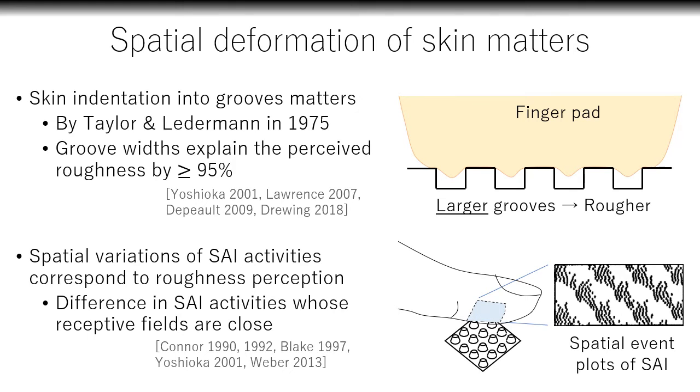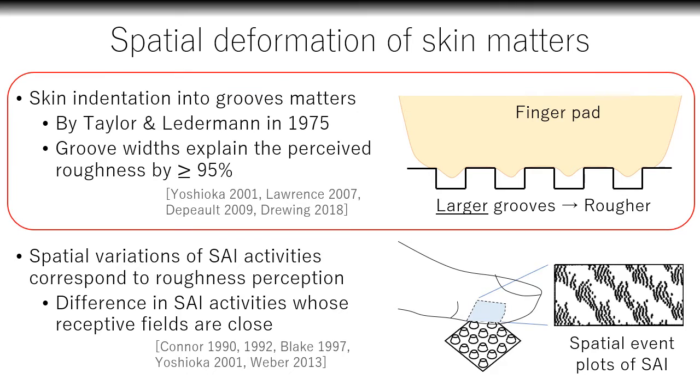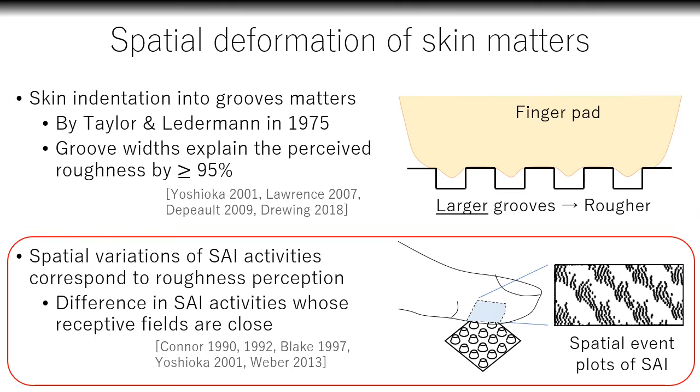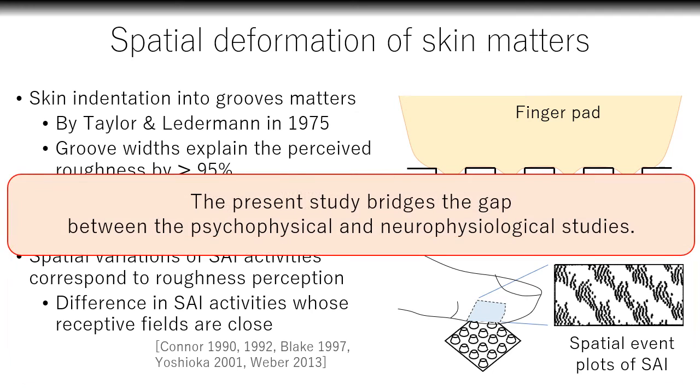Let's consider the perception of macro roughness from the viewpoint of skin deformation. Skin indentation into the grooves is considered important. Actually, the groove width mostly determines the subjective roughness. The spatial deformation of skin leads to the spatial variation of SA1 activities. This variation well corresponds to the subjective roughness. We try to bridge the gap between these psychophysical and neurophysiological studies.